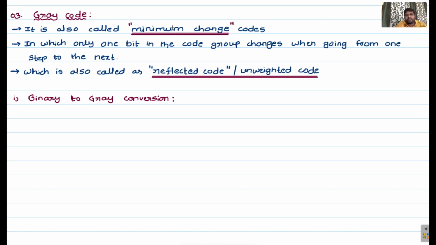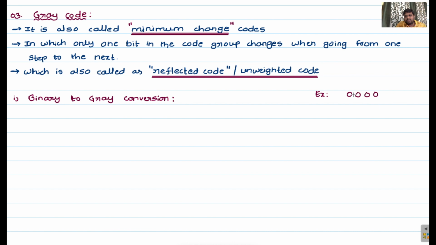The next topic is gray code, also called minimum change code, in which only one bit in the code group changes when going from one step to the next step. This is very important. For example, in the first step, we have 0000.